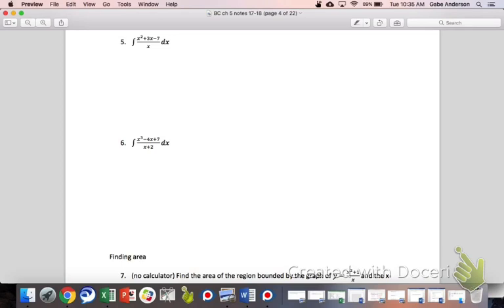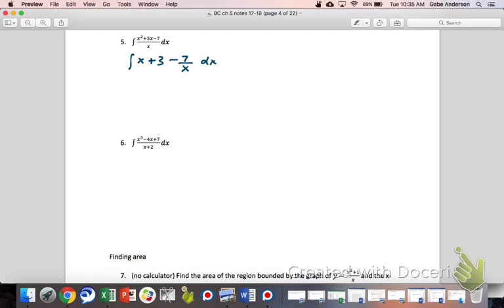And so number 5 is pretty straightforward. Basically divide every single term, top and bottom, by x. Just reduce it by a factor of x. So this one would look like this: integral of x plus 3 minus 7 over x dx. You see what I've done there? I just divided the x into each numerator term like it's asking me to. So x squared over x is x, 3x over x is 3, and 7 over x is just 7 over x.